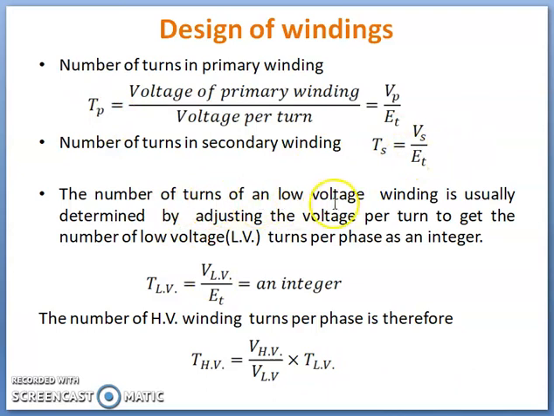Then the number of turns of a low voltage winding is usually determined by adjusting the voltage per turn to get the number of low voltage turns per phase as an integer. Then TLV, the number of turns of LV winding, is equal to VLV by ET. This must be an integer. Okay. The number of HV winding turns per phase is therefore calculated. Here, once TLV is calculated, by using transformation ratio of transformer, you know V2 by V1 equal to N2 by N1. Based on that, N2 by N1 equal to V2 by V1. Therefore, THV equal to VHV by VLV into TLV.